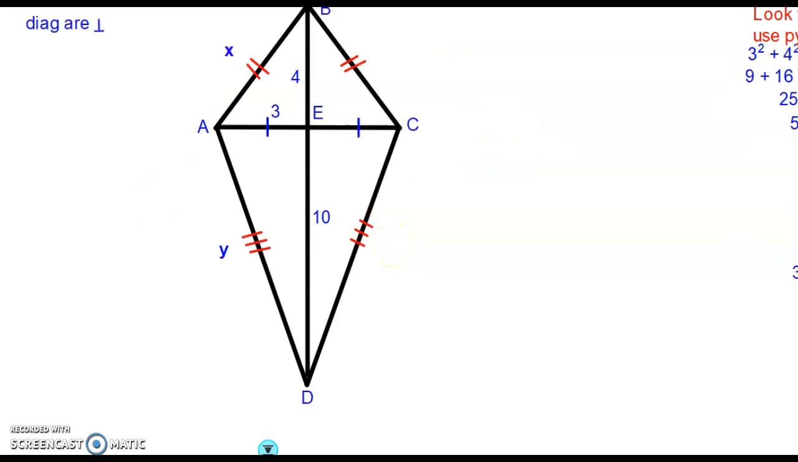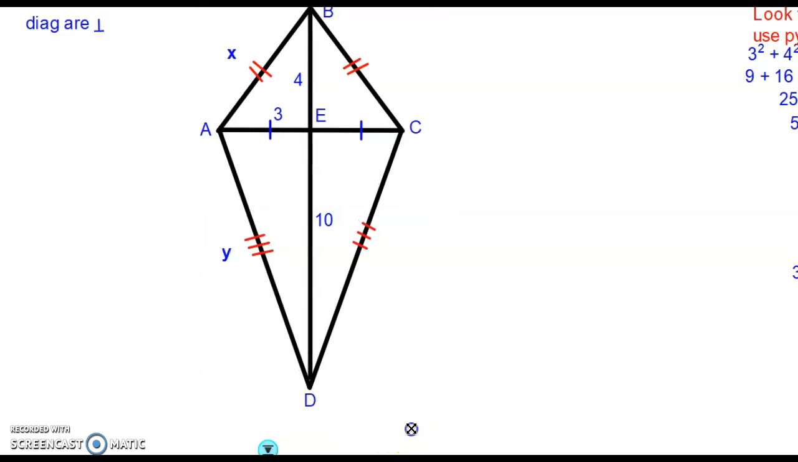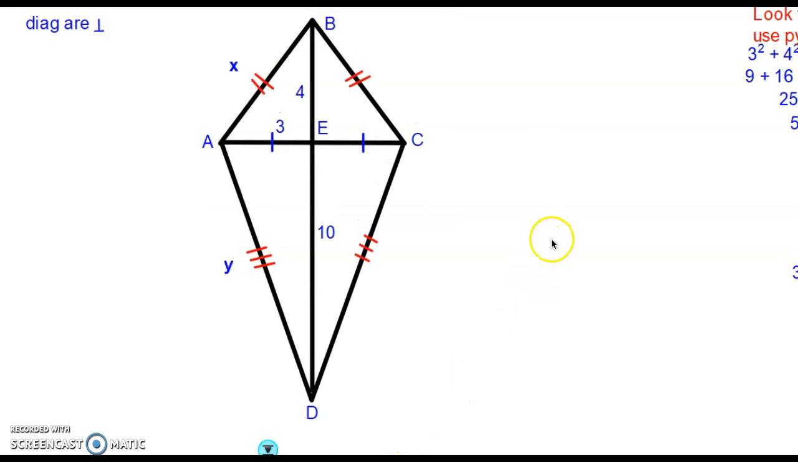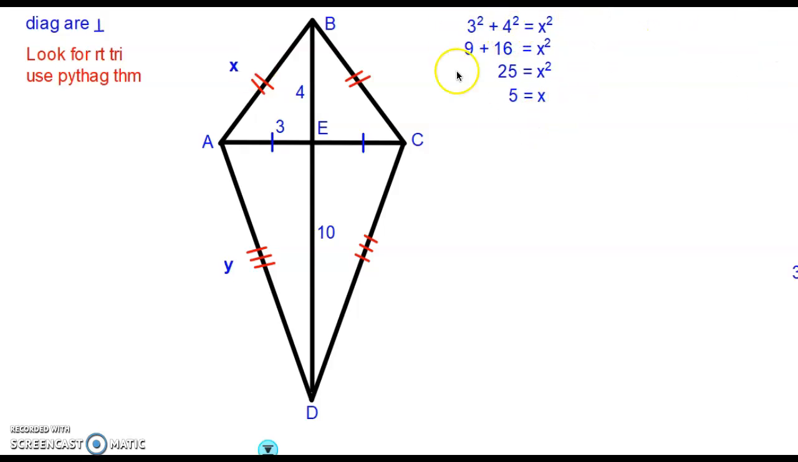So now we move on to kites. And here's an example that I just put up for you guys. Let me just move that down just a hair. There we go. Now remember, in a kite, we know that the diagonals are perpendicular. Therefore, we're probably going to have to use the Pythagorean theorem. 3, 4, and guess what x is? Well, if you didn't know, here's my work for it, a 3, 4, 5. And let's not forget y.